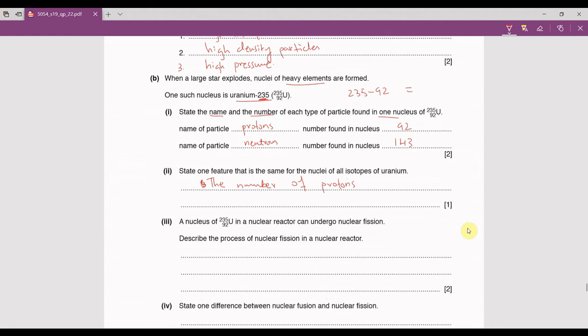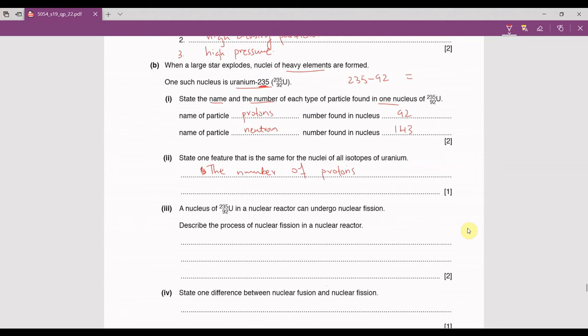A nucleus of uranium-235 in a nuclear reactor can undergo nuclear fission. Describe the process of fission. In very short words, fission is just a splitting up of a nucleus into smaller nuclei. But in a nuclear reactor specifically, you have a uranium nucleus and you strike it with a slow moving neutron, and that makes the uranium nucleus unstable, and then it explodes into 2 smaller nuclei and 3 more neutrons. So that's what you have to say.